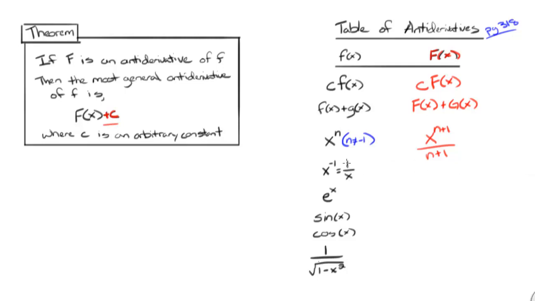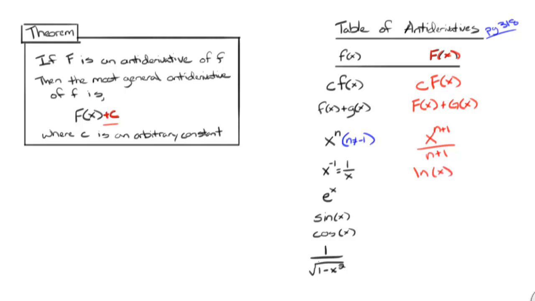x to the negative 1 is 1 over x. If you try to put that in the anti-power rule, it wouldn't give you a value. Instead, we know that the antiderivative of 1 over x is the ln of x.